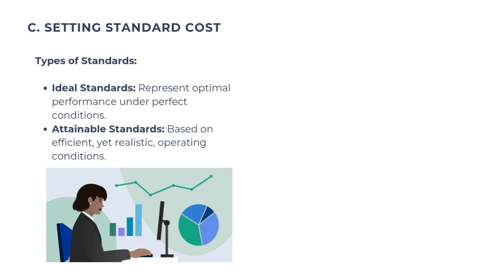There are two types of standards used in setting costs. First, ideal standards, which represent perfect operating conditions, no waste, no downtime, and 100% efficiency. While motivating, they can be unrealistic for day-to-day operations. Second, we have attainable standards. These are based on efficient performance under normal working conditions. They factor in minor delays and typical production challenges, making them more practical and achievable for most businesses.